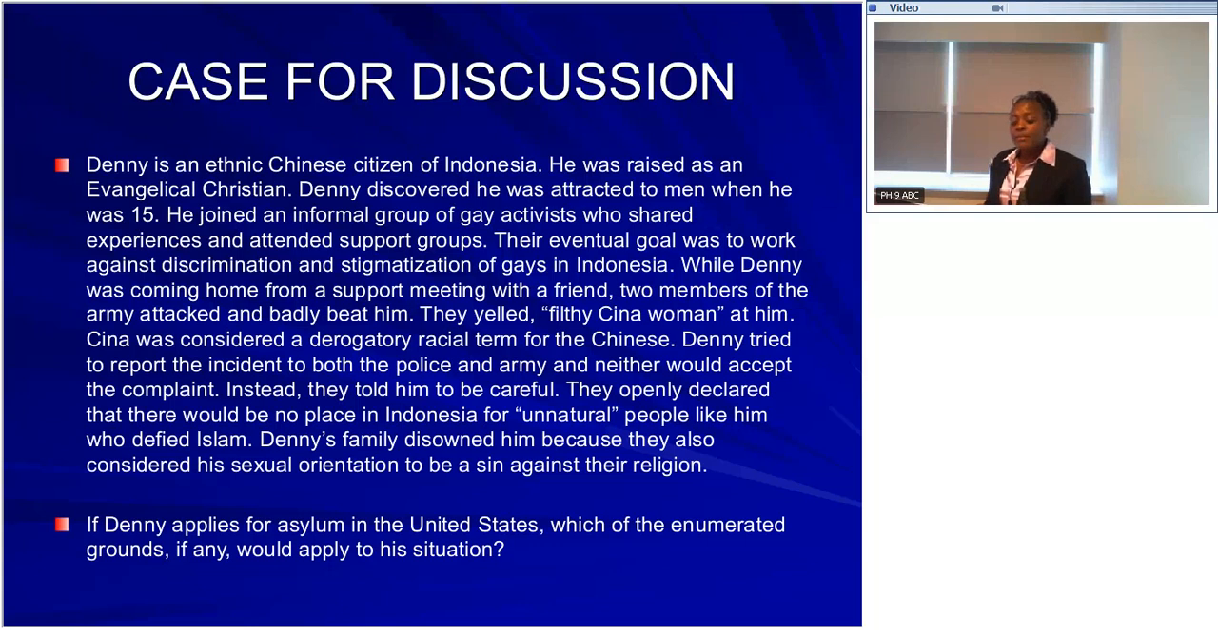If Denny applies for asylum in the United States, which of the enumerated grounds, if any, would apply to his situation? And remember, if there is more than one ground, you would be looking at each one. Any ideas?